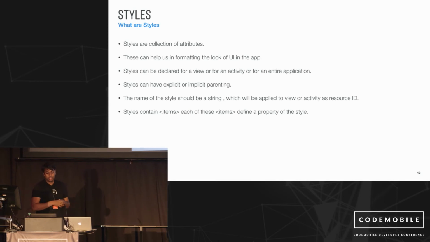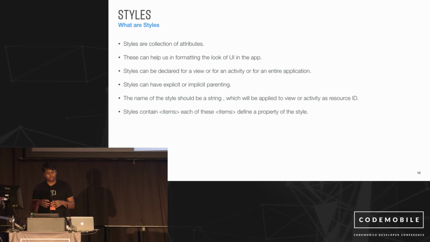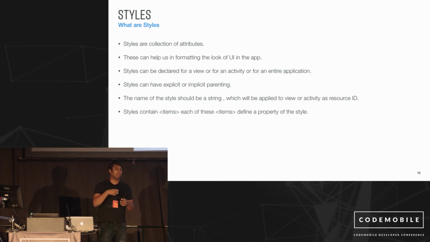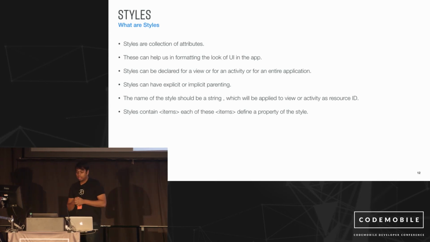The name of the style should be a string, which would be used as a resource ID. And styles follow the concept of inheritance. They have two types of parenting: an implicit parenting and an explicit parenting. Styles also contain items. Each of these items contributes to the attributes which we talked about earlier.